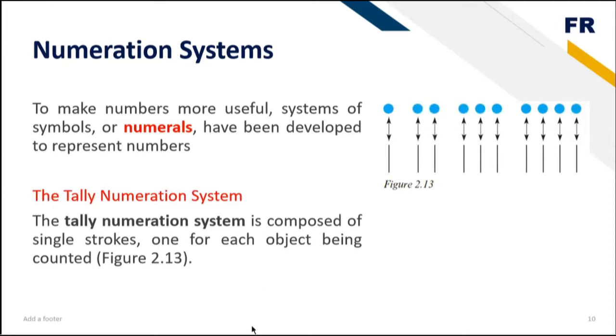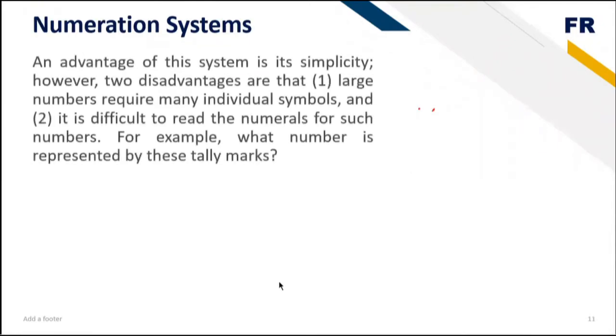So, kung yung ginagamit nating symbol ay ito. So, single stroke lang. So, represent 1. Then, so kung dalawa na ay 2 strokes, represent as 2. Then, 3 figure, represent 3 strokes, and so on. The next six such tally numerals are the following. Okay? An advantage of this system is its simplicity. However, two disadvantages are the following.